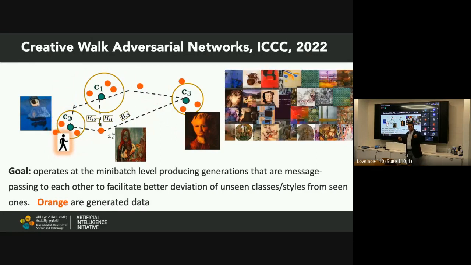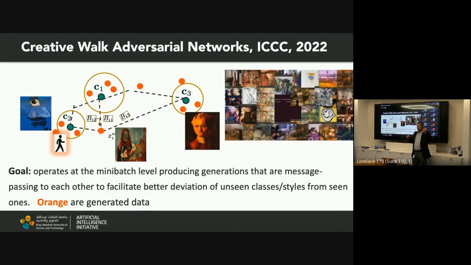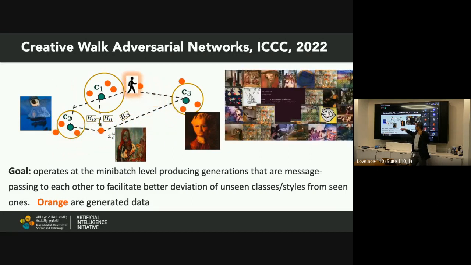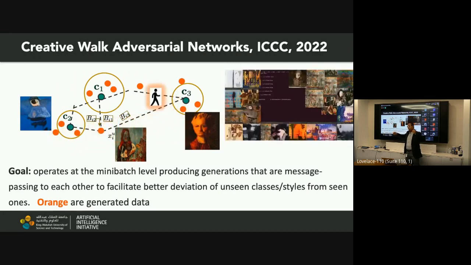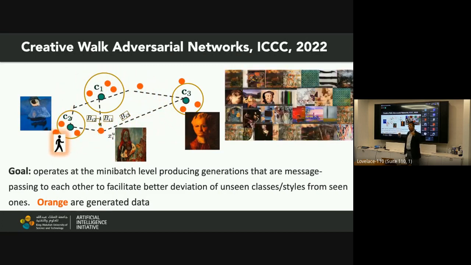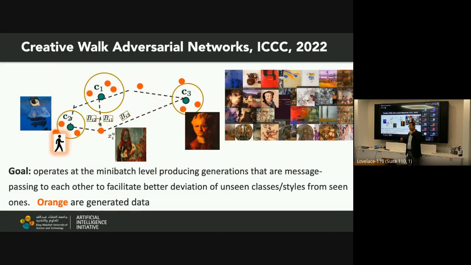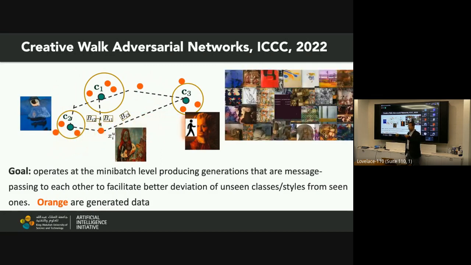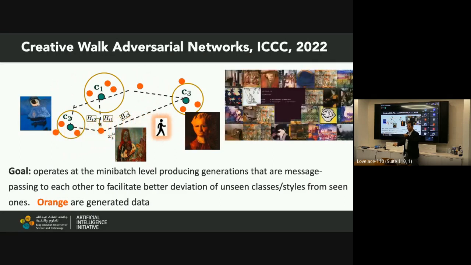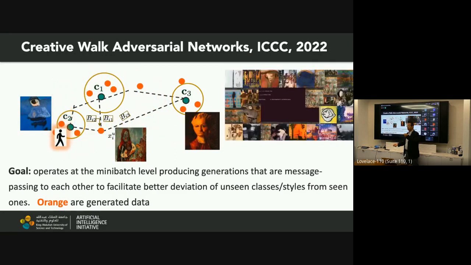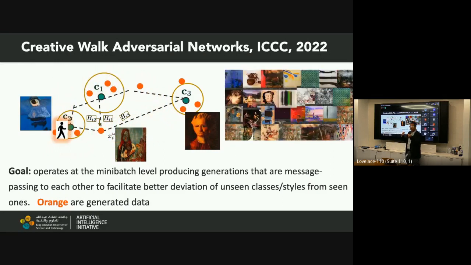And what we did is literally this. You start from any seen class, go for t time steps transitioning through the orange points, and then compute the landing probability back to any of these seen classes, and you encourage this to be entropic. Basically, you want your journey, starting from any seen class and going through the generations, to make it hard to know which class it started from. That's the idea.